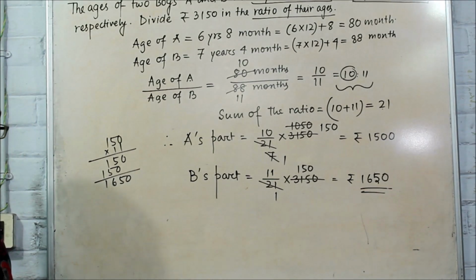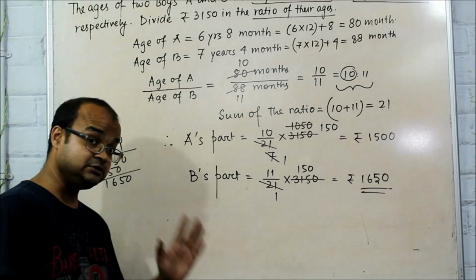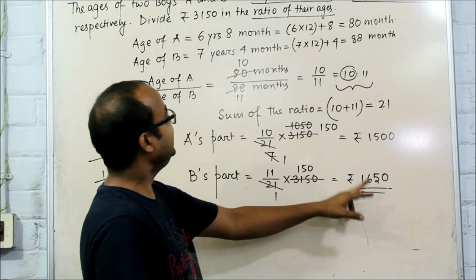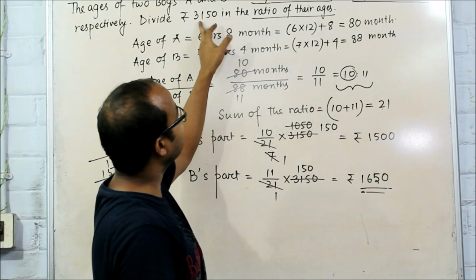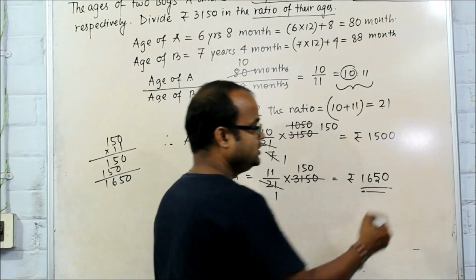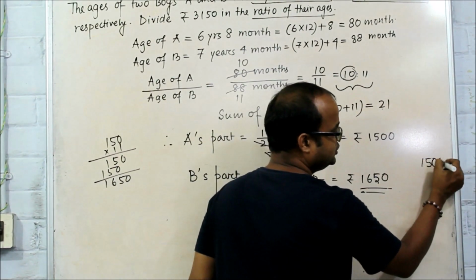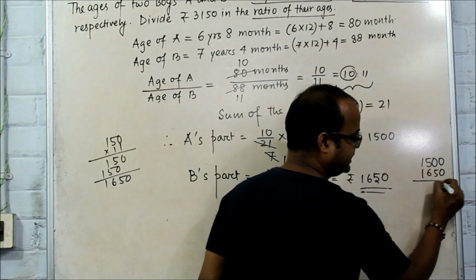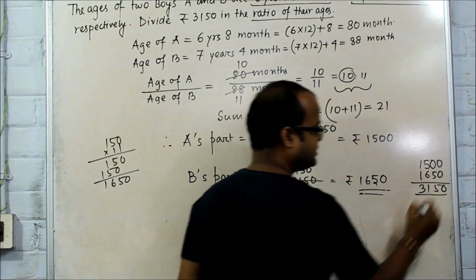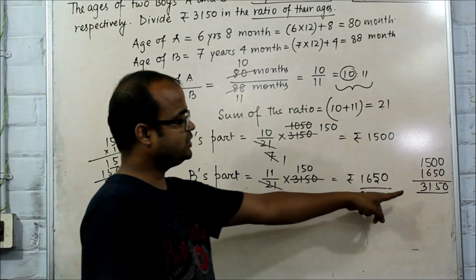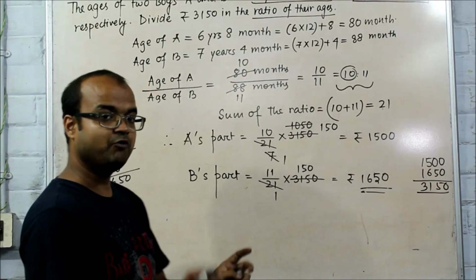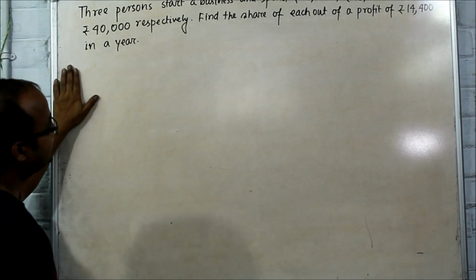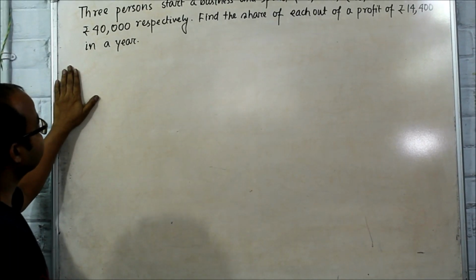Clear? Now, whether you have done the sums correctly or not, add these two. Add these two to check whether you are getting 3150 or not. This is not part of the sum, it is optional. You can do it or you can leave it. Now see, the sum of these two is equal to 3150. That means our sum is correct. Now, let us see the next problem.